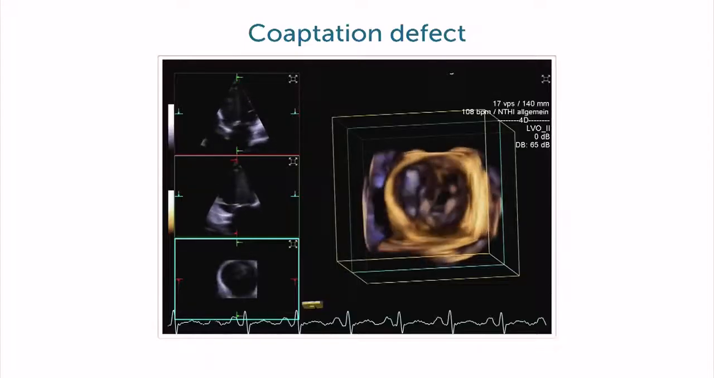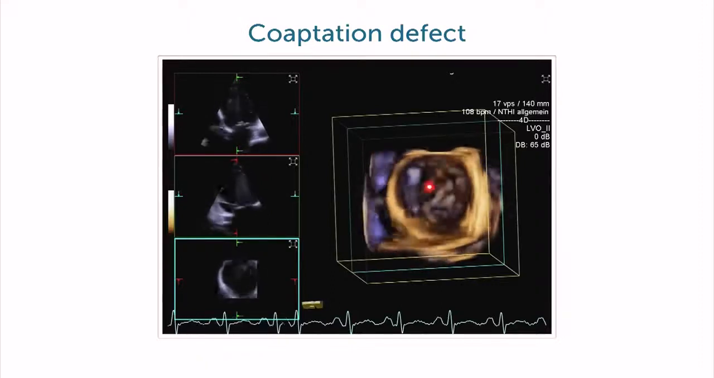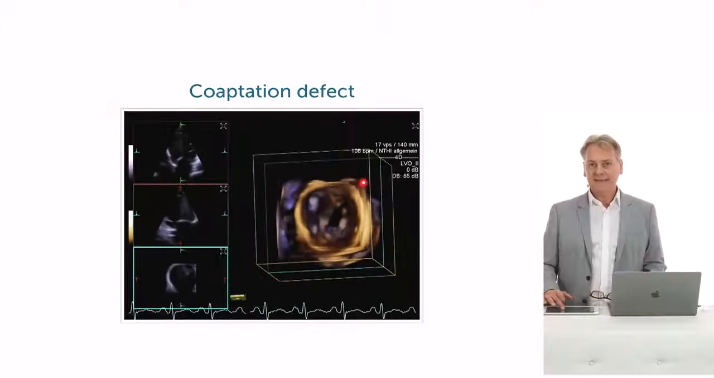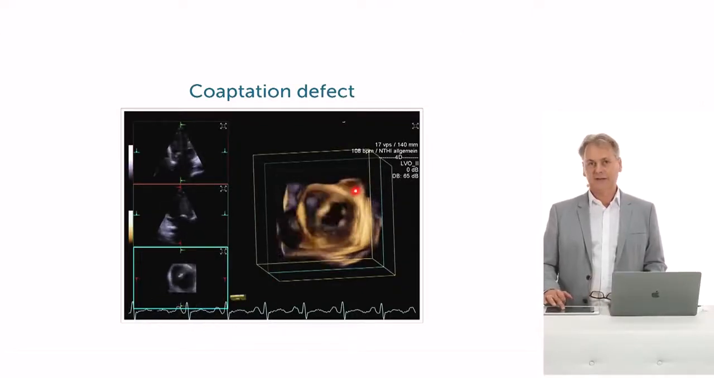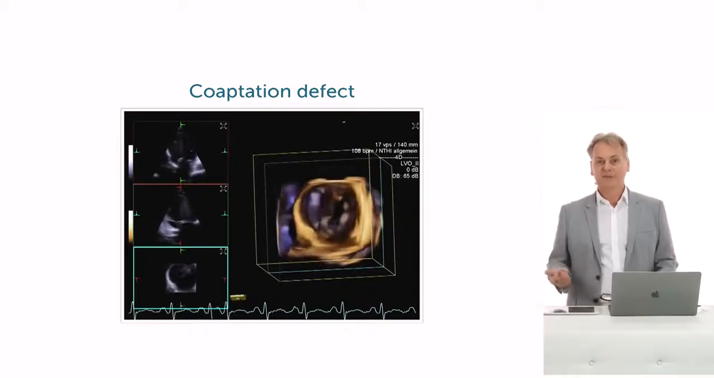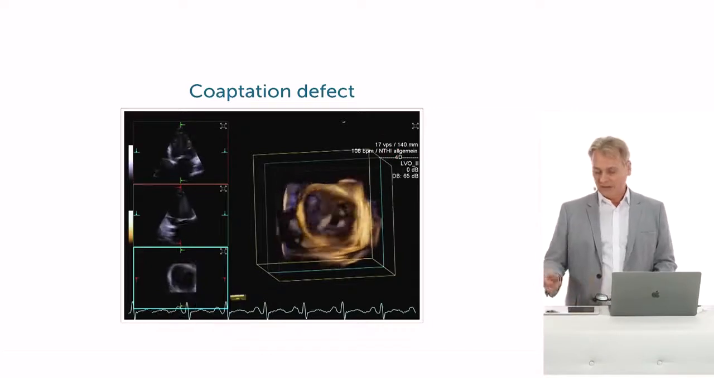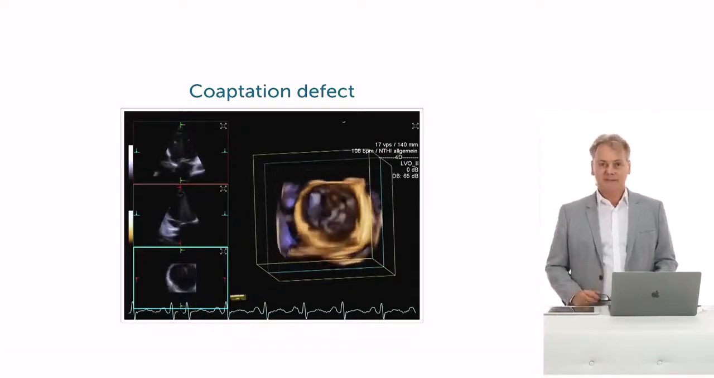And here's a beautiful example of the mitral valve. We're looking from the left ventricle to the mitral valve, and you can nicely see the coaptation defect here. Now, of course, this is only possible if we have very high volumes per second, which is the case here. We have 17 volumes per second. So these are images that definitely help us also.